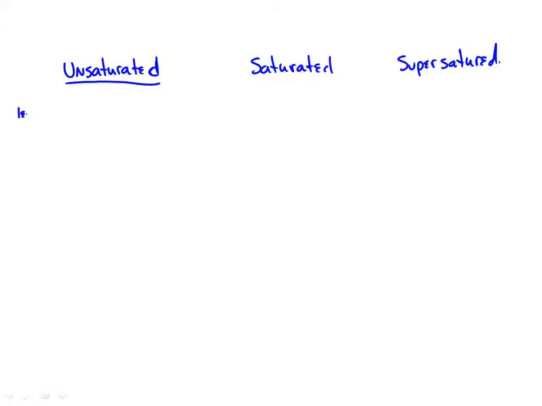Okay, so we've got one last set of terms. We can talk about unsaturated, saturated, and supersaturated. Which, if you ask me, supersaturated is one of those weird terms that really doesn't make any sense whatsoever, but certainly is a term we can talk about. So unsaturated means that there's less than the maximum amount dissolved.